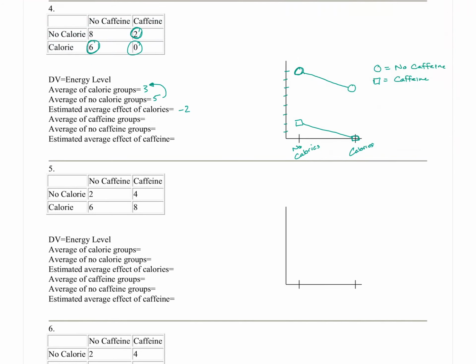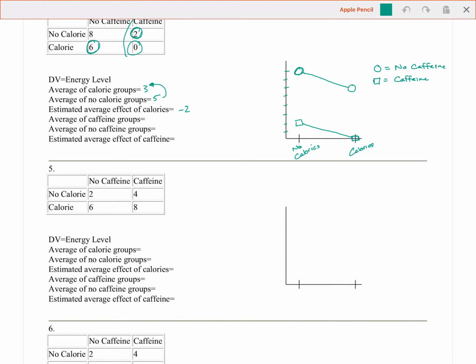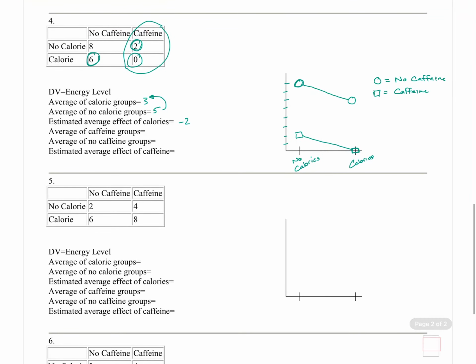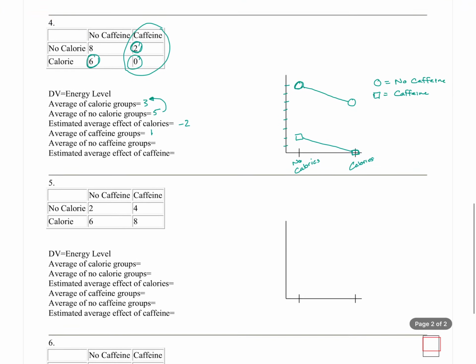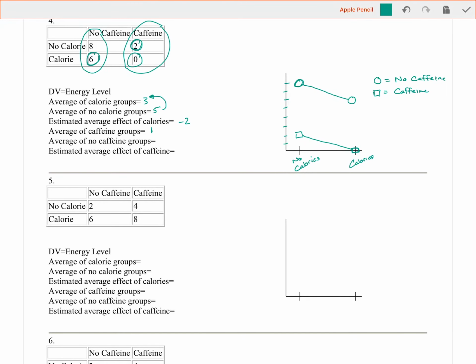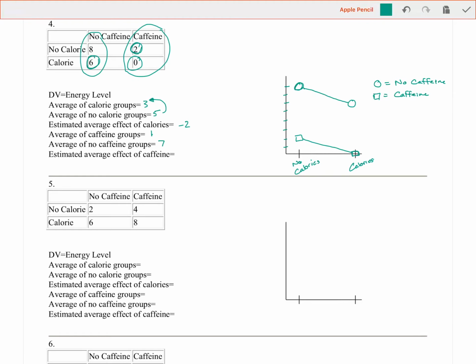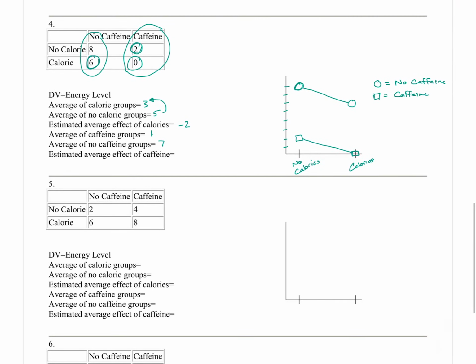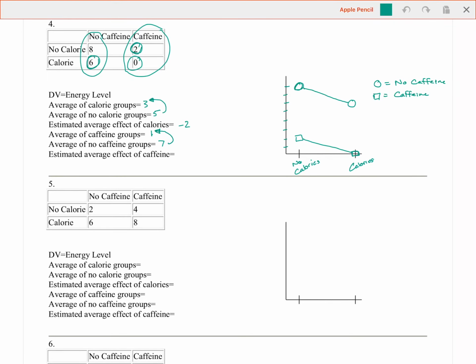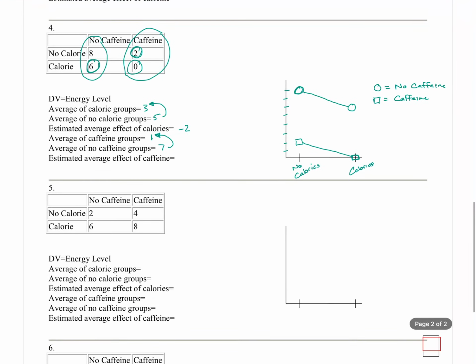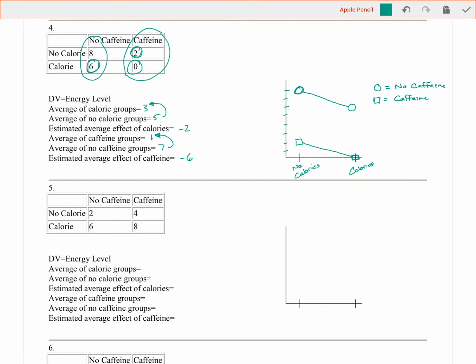Okay, then the last thing we're going to do here is take a look at the average of the caffeine groups. The average of the caffeine groups, the average of 2 and 0, is 1. And then the average of the no caffeine groups, the average of 8 and 6, is 7. What's the average effect of caffeine? Well, what happens when we go from no caffeine to high caffeine? Paradoxically, we probably wouldn't find this in real life, but what we find is when we go from no caffeine to caffeine, caffeine lowers our energy levels by 6.